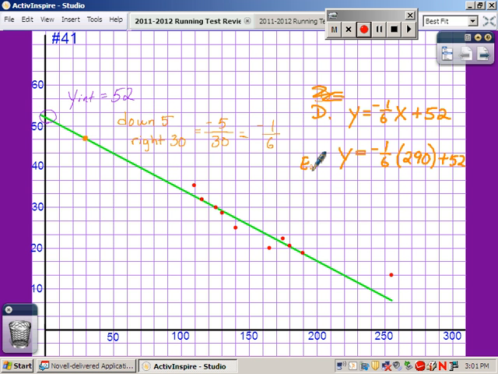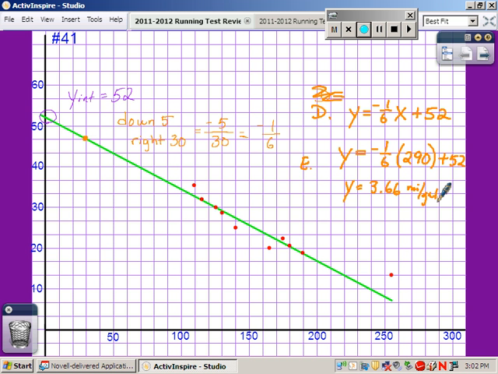Well, it turns out that that's equal to negative 48.3. Then I have to add 52. So I end up with a final answer of y equals 3.66 miles per gallon. So it tells you that our equation isn't totally great, because hopefully a car with 290 horsepower gets a little more than 3.66 miles per gallon. But that's what we got according to our equation, so we're going to run with that.